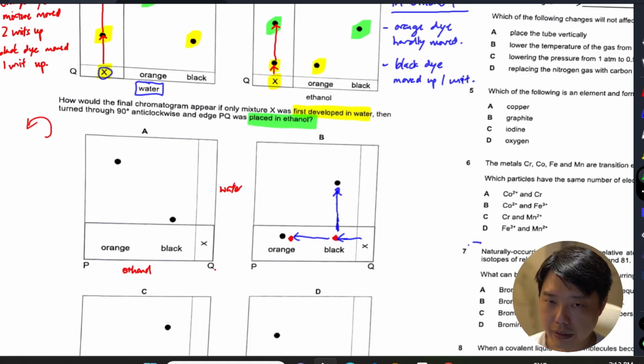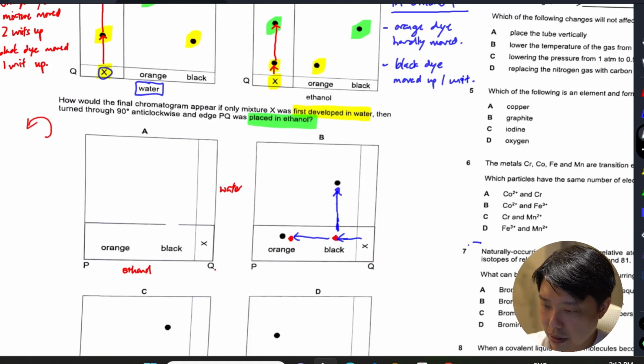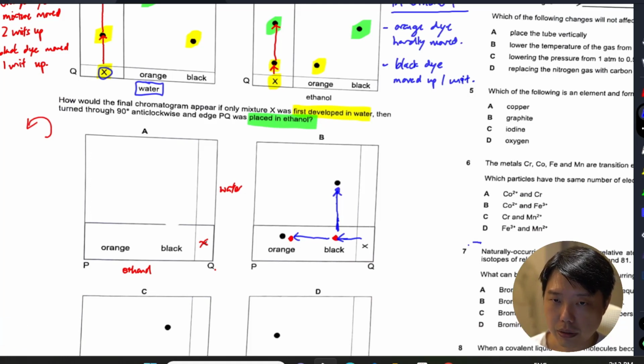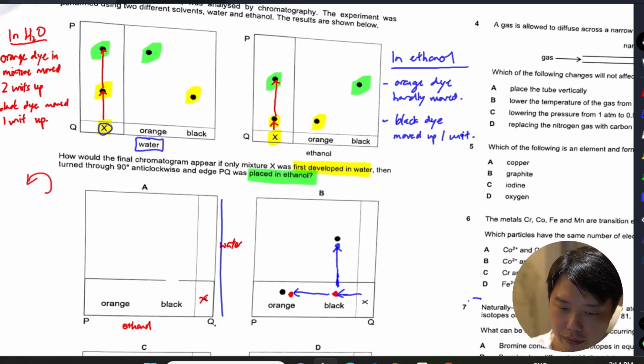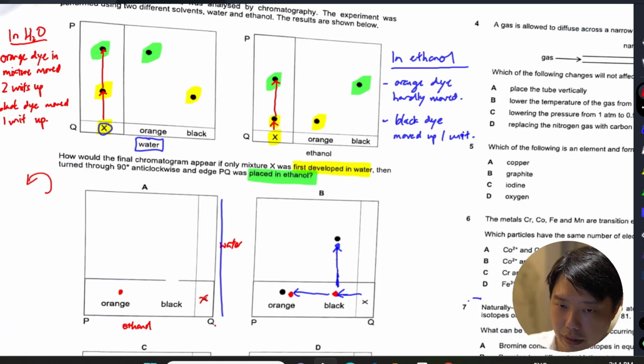So if we take a blank, let's say we erase this, and we basically just start off at the point marked X. Let's think about it this way. Let's put it in water. Maybe we unrotate it. We put it in water, and then we try to put this solvent along this axis. So what will happen to the two dyes? In water, orange will move 2 units up. So the orange will move maybe somewhere here. And then after that, we see that the black moves half of the length, approximately.